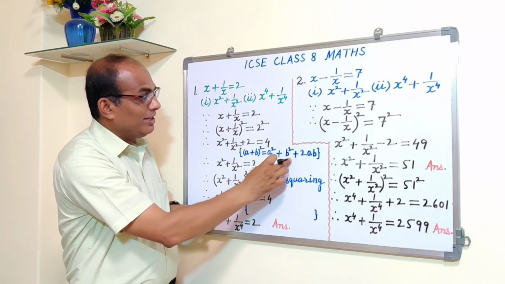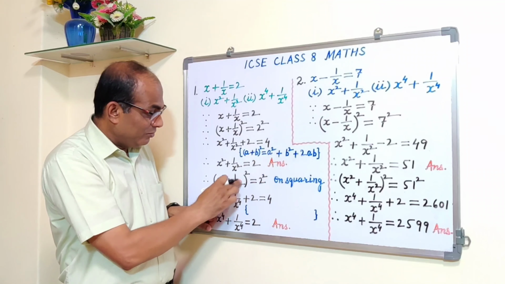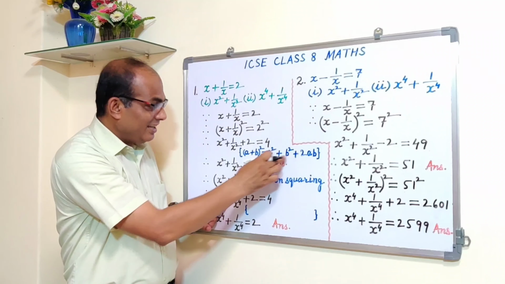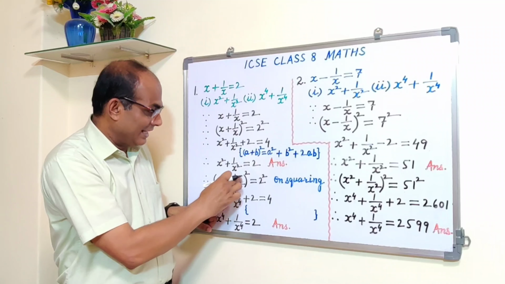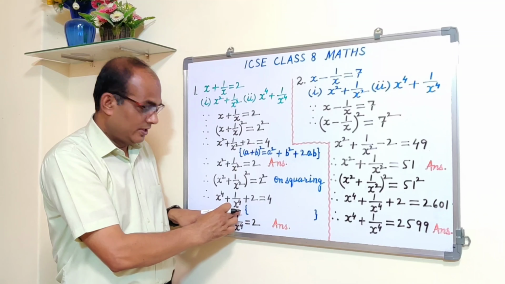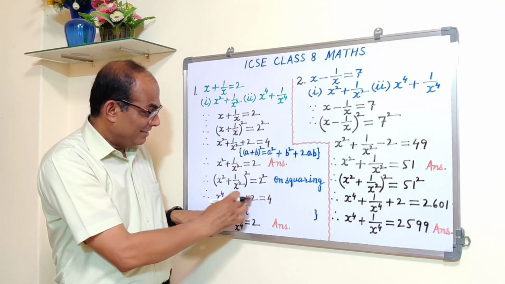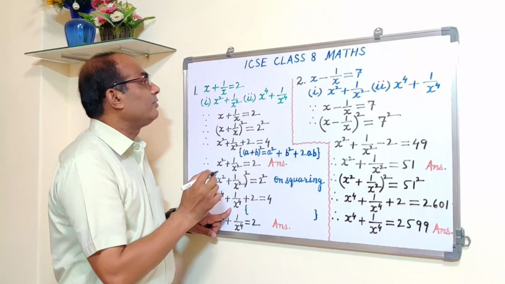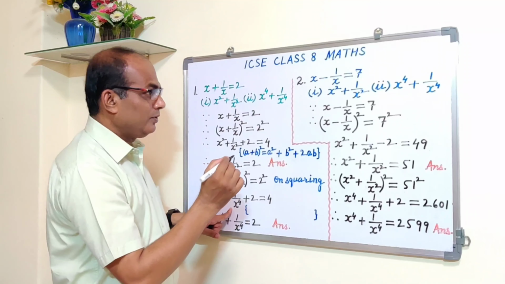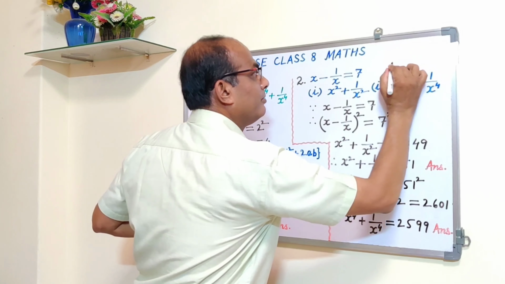Plus, the formula says b square. But in our case b is 1 upon x square, so b square means the square of 1 upon x square. That means 1 upon x raised to the power 4. And plus again 2ab. That means 2 into x square into 1 upon x square. This is the 2ab term I am showing you.